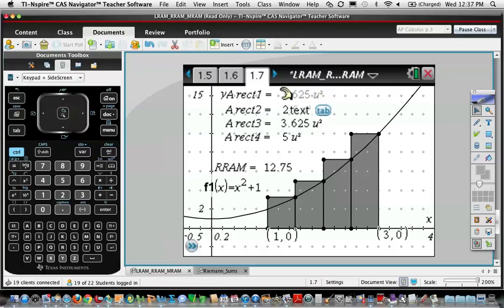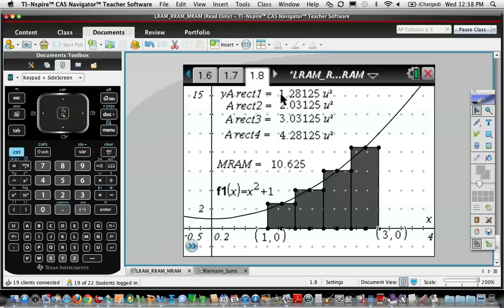Clearly, the right endpoints of each subinterval are on the function. So the right rectangles determine the heights. Now, this is an overestimate, an over approximation of the actual area. Let's go to the next page.